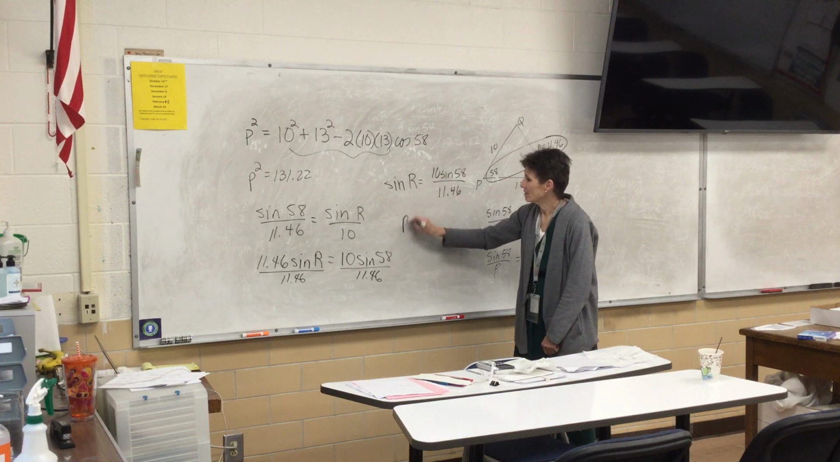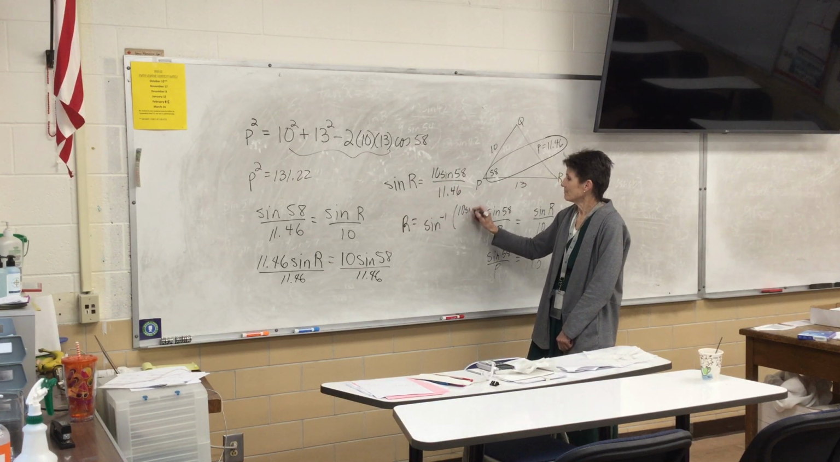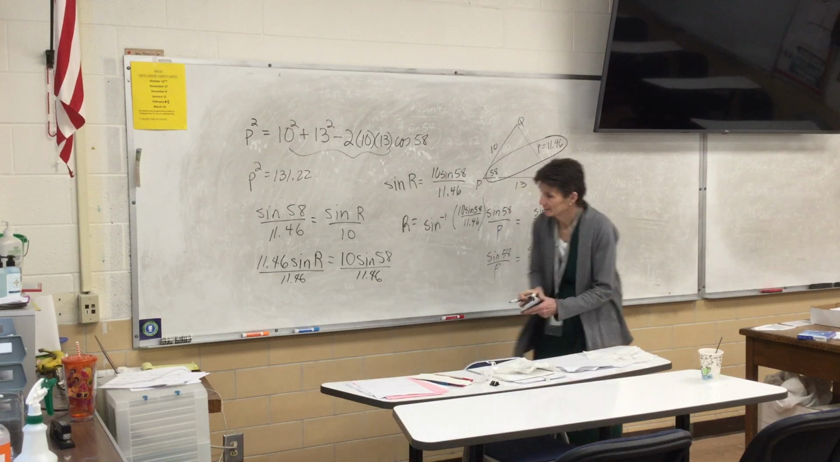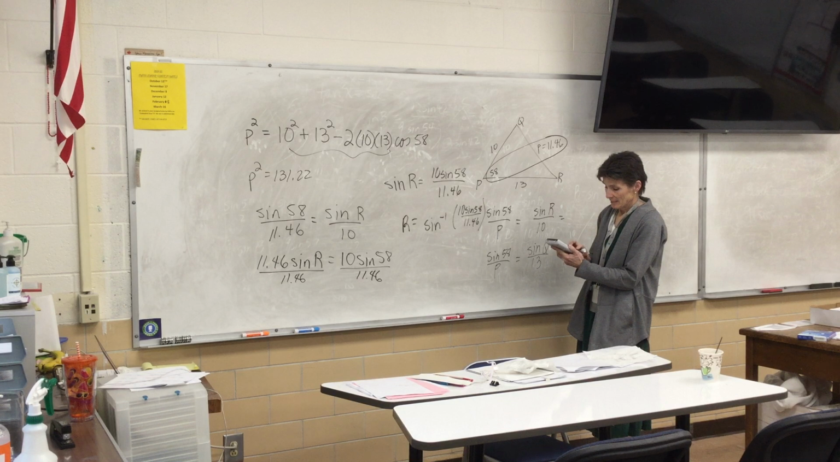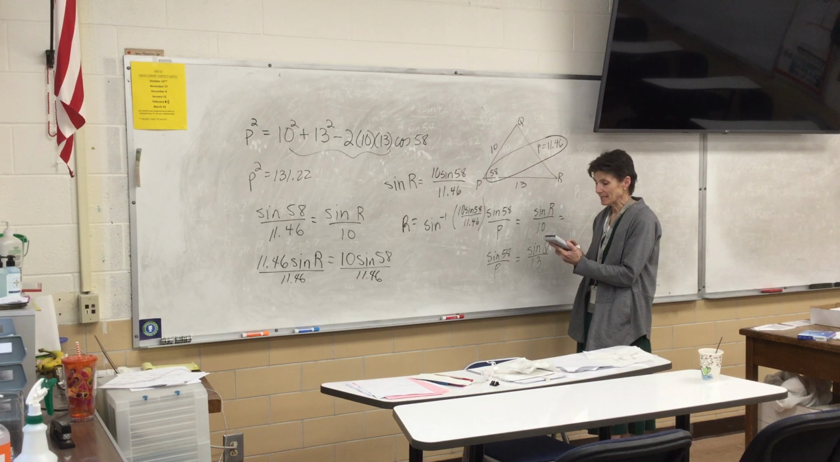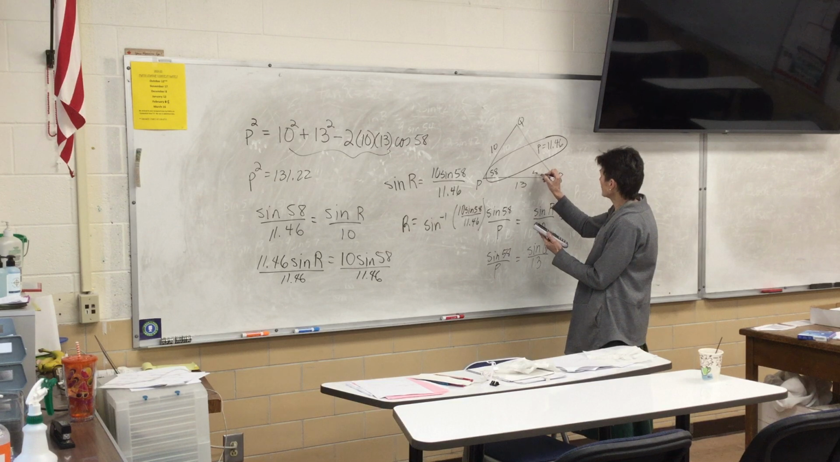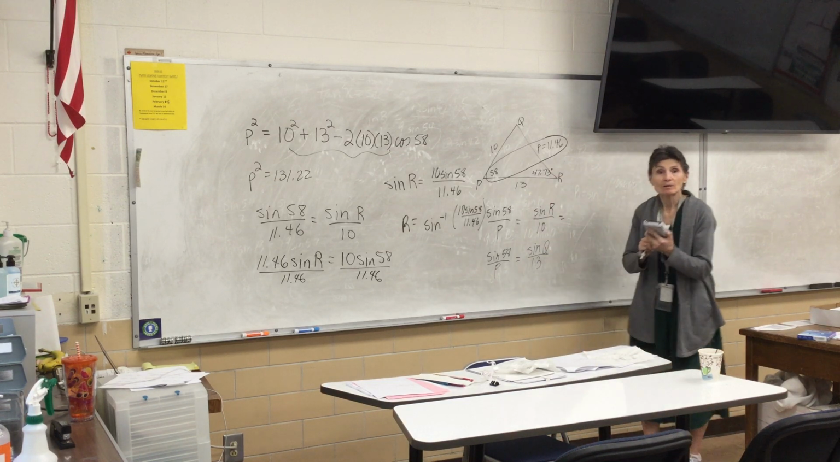You want R, so you're going to second sine 10 sine 58 over 11.46. So second sine, 10 sine 58, close parentheses, divided by 11.46. That was R, 47.73 degrees for angle R.